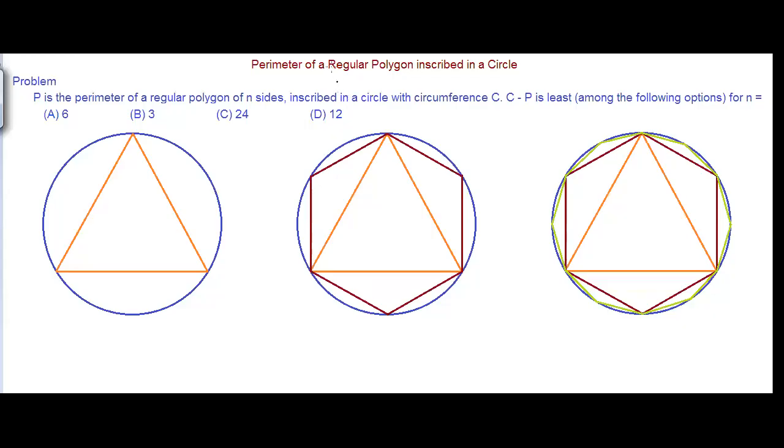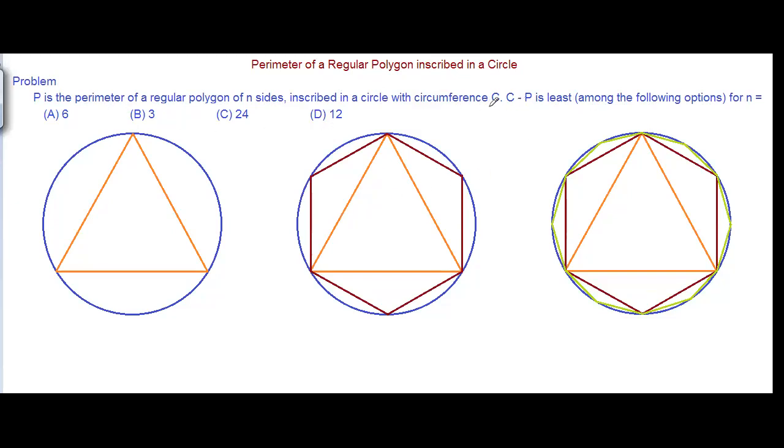So this is about the perimeter of a regular polygon inscribed in a circle. The problem is: P is the perimeter of a regular polygon of n sides inscribed in a circle with circumference C. C minus P is least among the following options for n equal to.